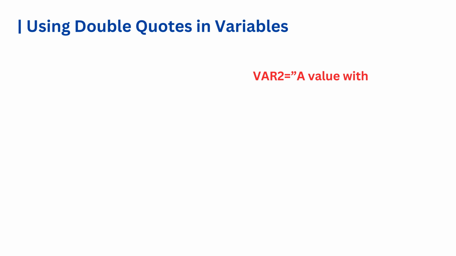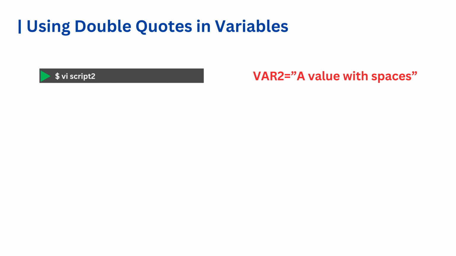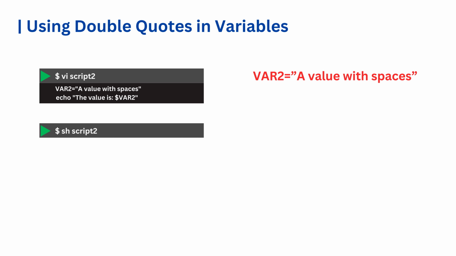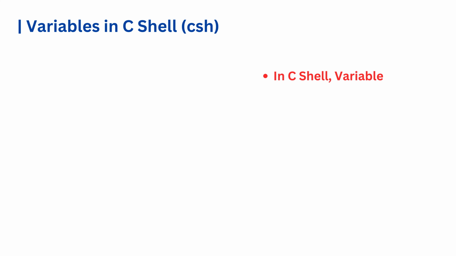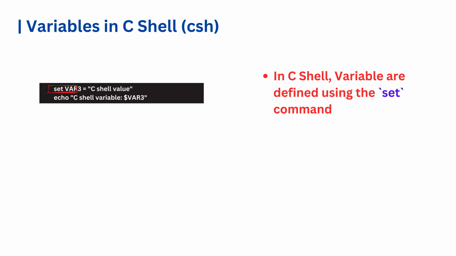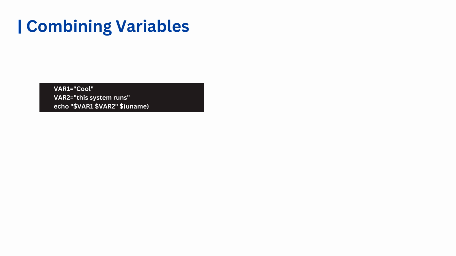If a variable's value contains spaces, you should enclose the value in double quotes to preserve the spaces. For instance, when you run this script, the output will be: in the C shell, CSH, variables are defined differently using the set command. For example, spaces around the equal sign are allowed in the C shell, unlike in Bourne shell, SH. You can combine multiple variables within a script to build up more complex output.